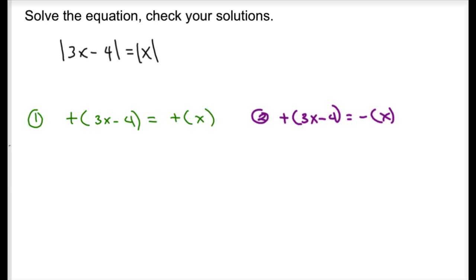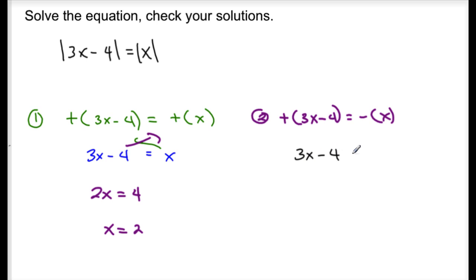So this one is simply 3x minus 4 equals x. I'm going to bring my x over that way, and I'm going to bring my 4 over this way. So I'll have 2x equals 4, x equals 2. One solution. Second solution here, I have 3x minus 4 equals negative x. Again, bringing my x over and my 4 over, I get 4x equals 4 and x equals 1.